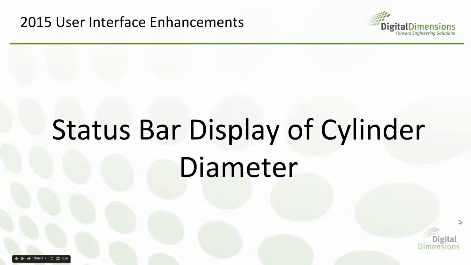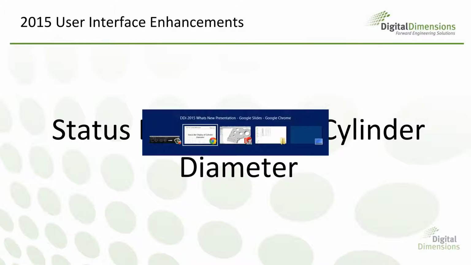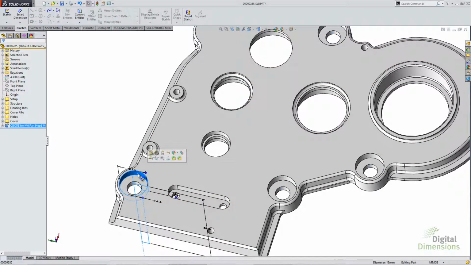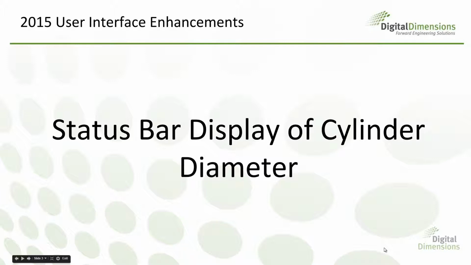Another great enhancement to the 2015 user interface is the status bar display of cylindrical faces or diameters. Inside SolidWorks, if we click on a cylindrical face, you'll now see down at the bottom right in the status bar the diameter. If you click on a radial face, you can also get the radius value for that face as well. So it's a small little enhancement to the status bar interface, but a nice one in 2015.